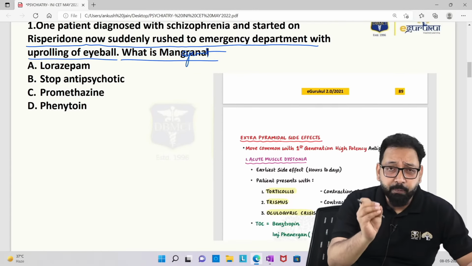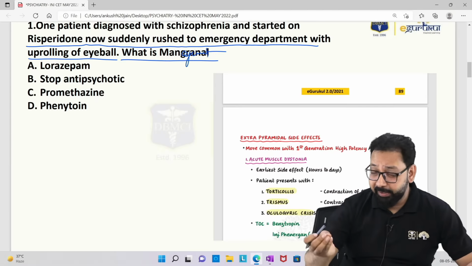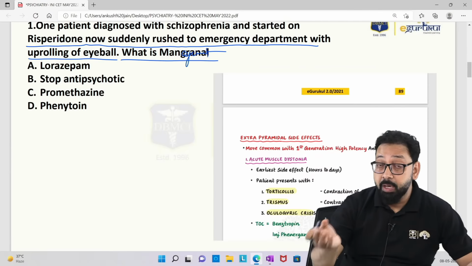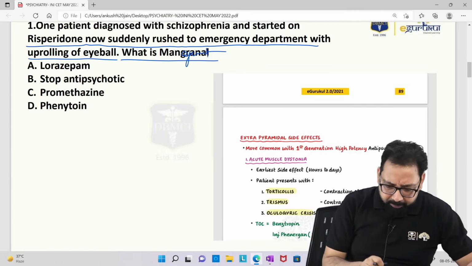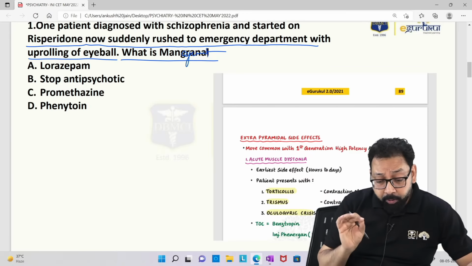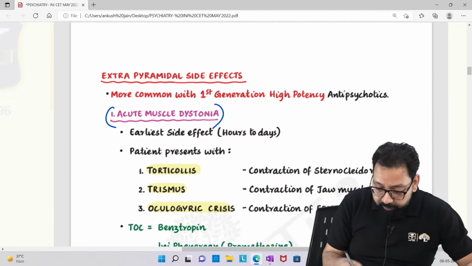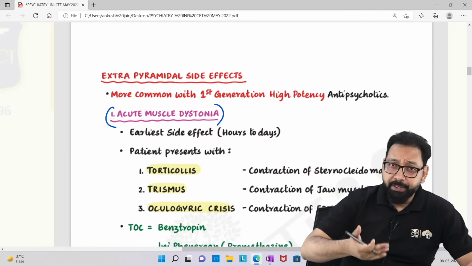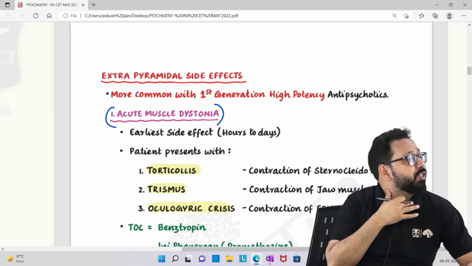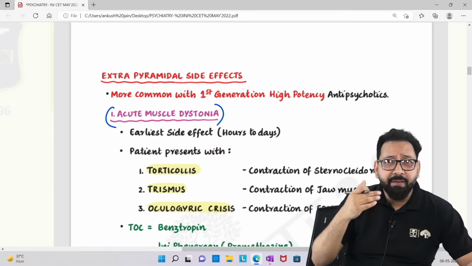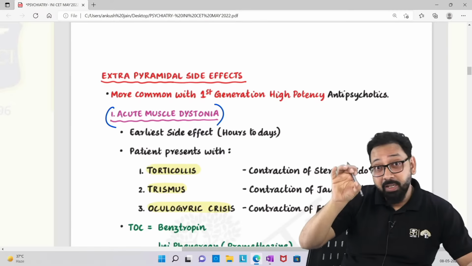Extrapyramidal symptom. If a schizophrenic patient is started on a first generation antipsychotic, second generation antipsychotics can also present with extrapyramidal symptoms, but these are more commonly associated with first generation antipsychotics, though risperidone can also do that. So this is EPS, acute muscle dystonia. I usually discuss it this way: a patient came to you in the OPD, you started an antipsychotic. The next day, the patient came to you with a twisted neck. Twisted neck means torticollis, having uprolling of eyeball, oculogyric crisis, extraocular muscle.